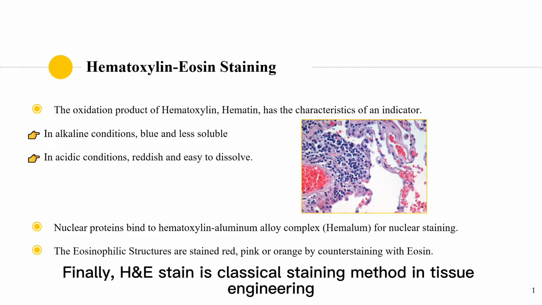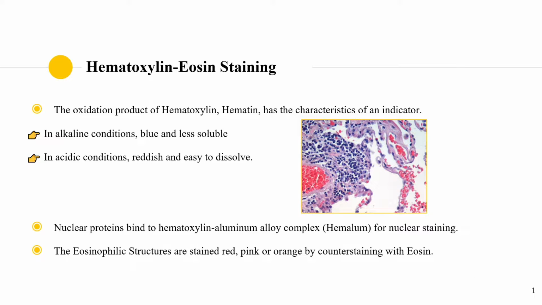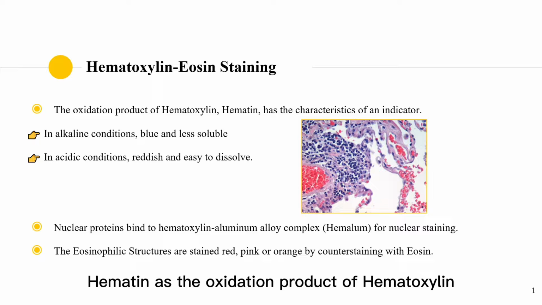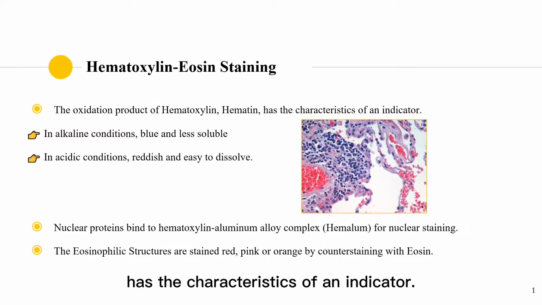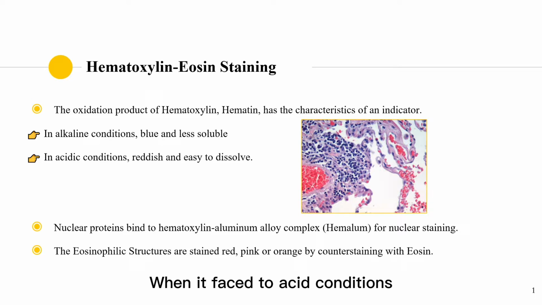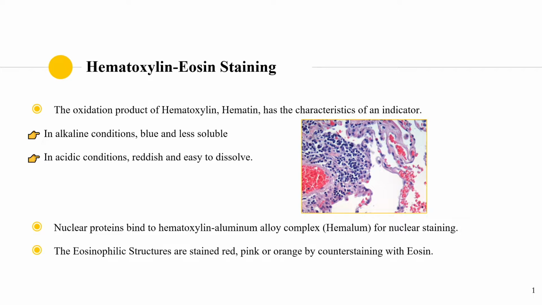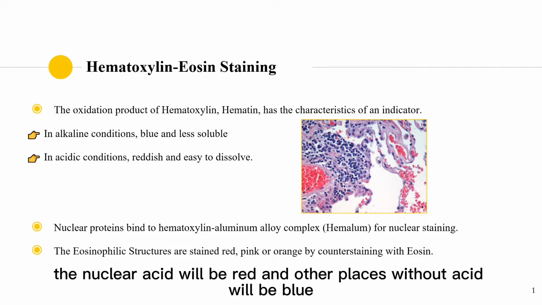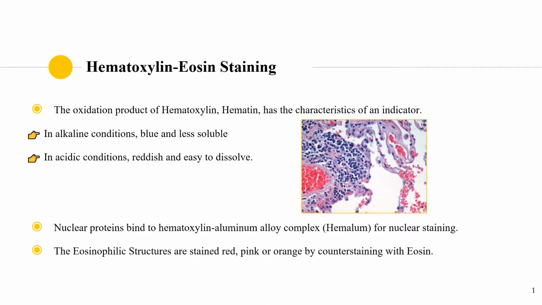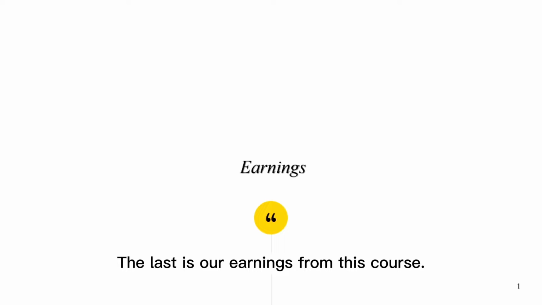Finally, HE stain is a classical staining method in tissue engineering. Hematein, as the oxidation product of hematoxylin, has the characteristics of an indicator. When it meets acid conditions, it turns reddish. Otherwise, in the opposite conditions, it turns blue. As the figure shows, according to this phenomenon, the nucleic acid will be red and other places without acid will be blue.